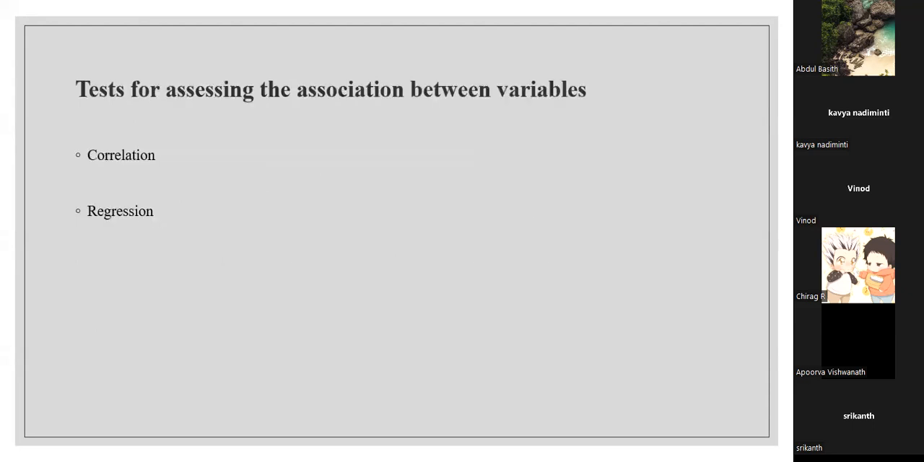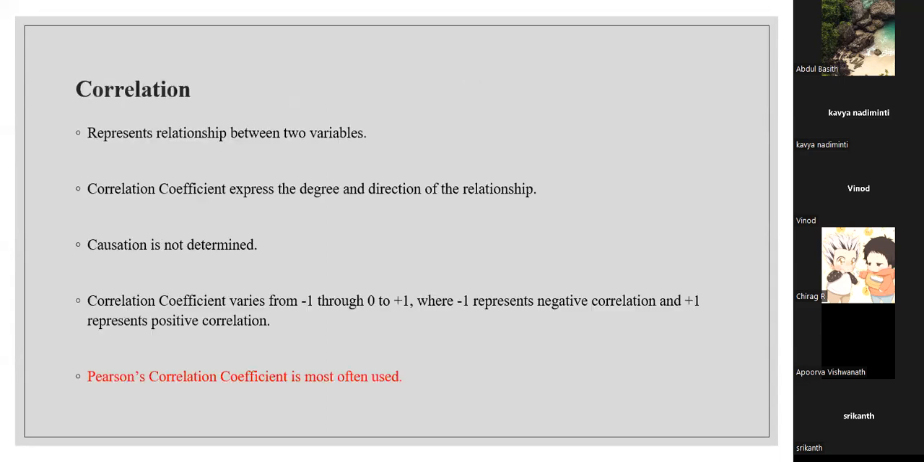And tests for assessing the association between variables include correlation and regression. Correlation represents the relationship between two variables, and the correlation coefficient expresses the degree and direction of the relationship. The causation is not determined in this. The correlation coefficient varies from -1 to +1, where -1 represents negative correlation and +1 represents positive correlation. The Pearson correlation coefficient is most commonly used.